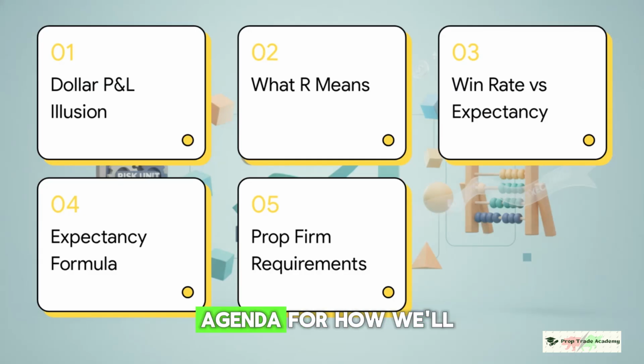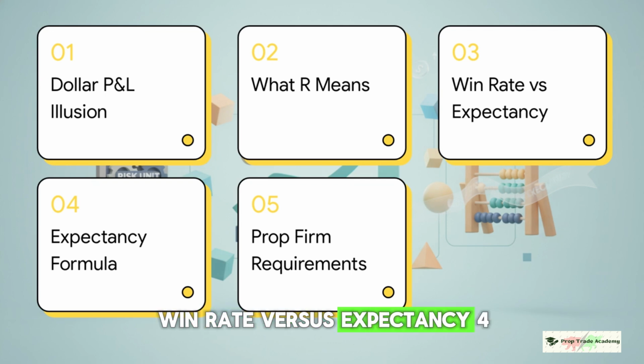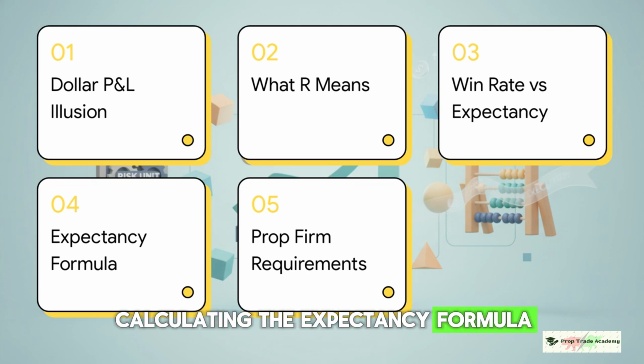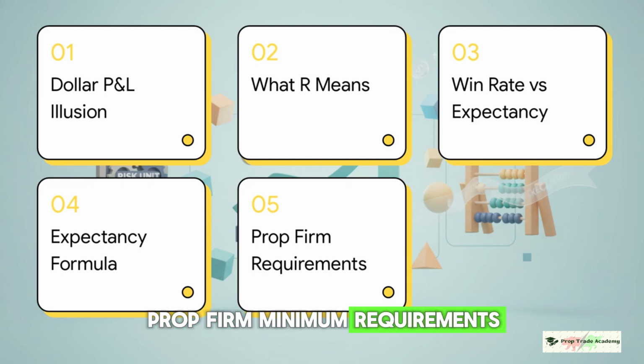So here is the agenda for how we'll unpack this puzzle today. Number 1, the dollar P&L illusion. 2, what R actually means. 3, win rate versus expectancy. 4, calculating the expectancy formula. And 5, prop firm minimum requirements.